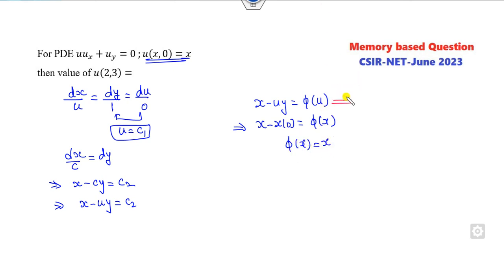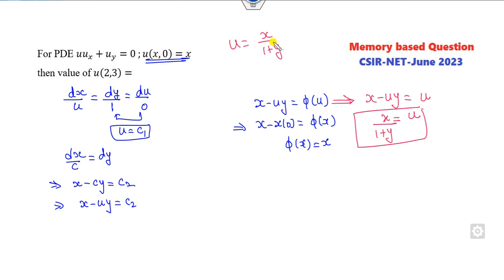So from here, what is that? It is my u. So x will be my 1 plus 1. That's over. So u is x over 1 plus y. What is that? 2 over 3. So this is my 2 over 4. 1 over 2 is the right answer of this problem.